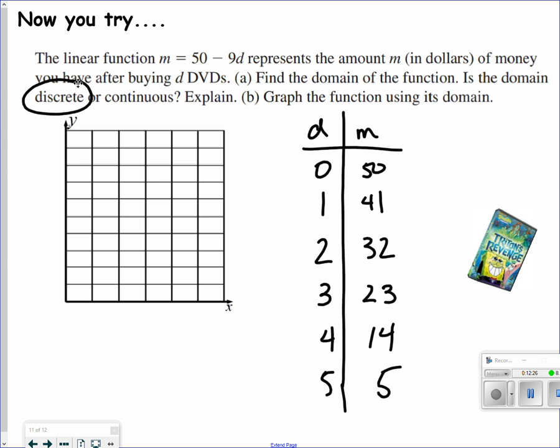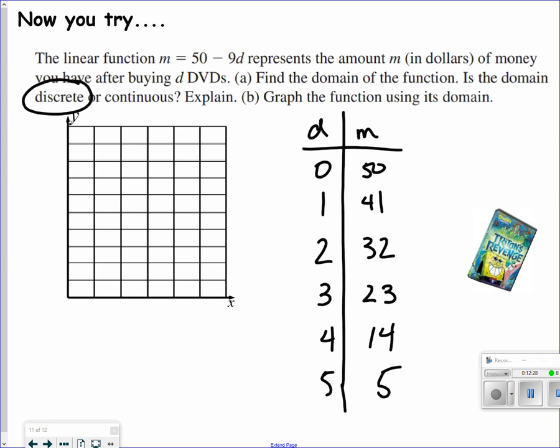So I'm going to graph those individual points. 0, 1, 2, 3, 4, 5. Let's go by fives. So 5, 10, 15, 20, 25, 30, 35, 40, 45, 50. I'm going to change colors here just to make it look a little nicer. So I don't buy anything, I still have 50 bucks. I buy one, 41, 2, 32, 3, 23, 4, 14, and 5, 5.